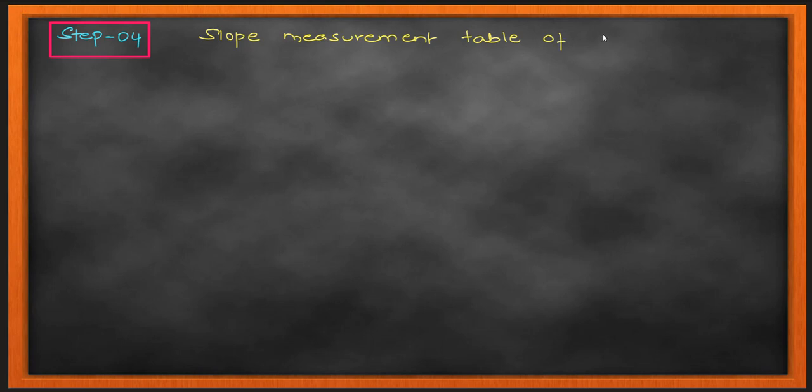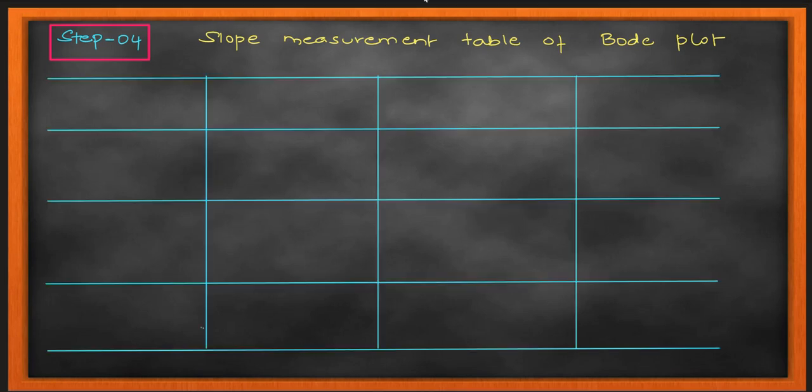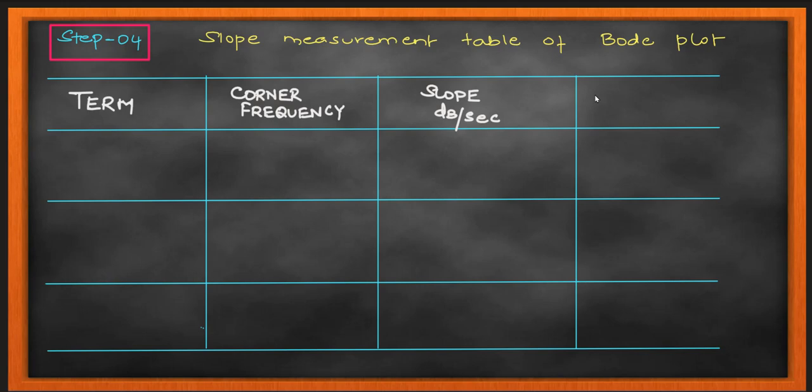For the slope measurement, which is your step 4, two things are needed. One is that poles and zeros contribute a slope of plus or minus 20, depending on first order, or plus or minus 40 for second order. Then the order in which we write these terms: zeroth order comes first, then first order, second order, and so on. So now we come to this. We call this the slope measurement table in your Bode plot.